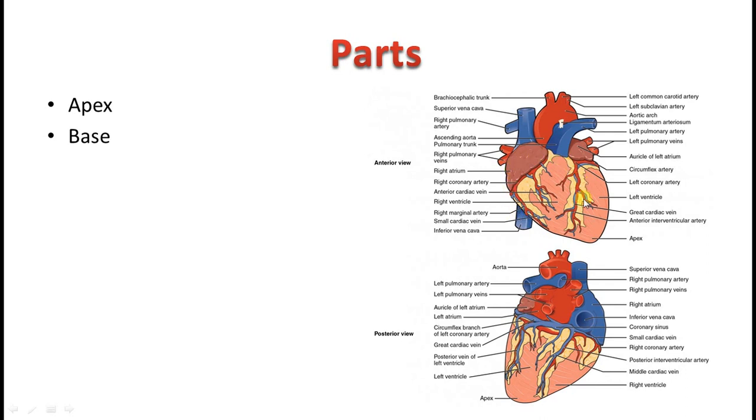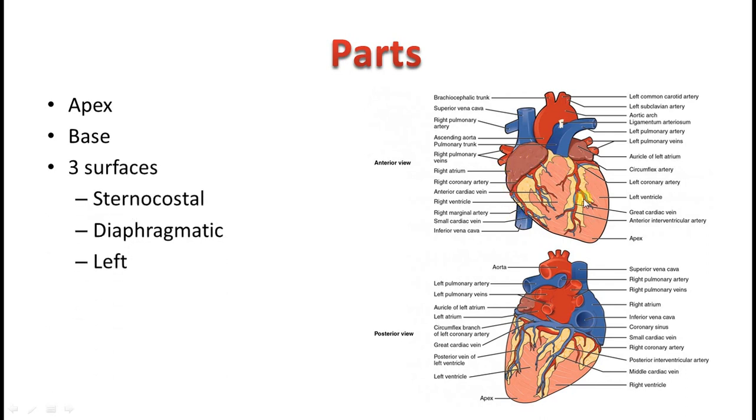This is called the sternocostal surface. Then this lower part posteriorly is the diaphragmatic surface, or the inferior surface. Then you have a left surface, the left lateral surface. There are also three borders. One is called the right border. Then you have the inferior border and an ill-defined left border. Okay, this is the right border, inferior border, and then we have an ill-defined left border.